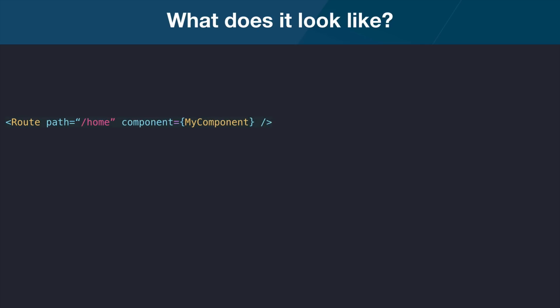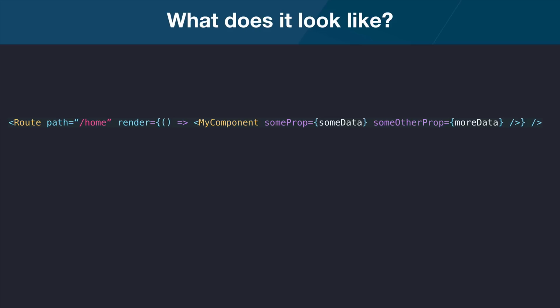So first off, just take a random component. Path is home. It renders the component of my component. This is something that we're already used to and very, very familiar with. What changes with the render prop is that instead of using the component prop, we use a render prop and we use our curly braces like normal, but we pass an anonymous function whose sole responsibility is to return the component which we want mounted. And notice that we're using the JSX syntax like mentioned before. And because we're using the JSX syntax, we can now put any explicit props that we want on our component.